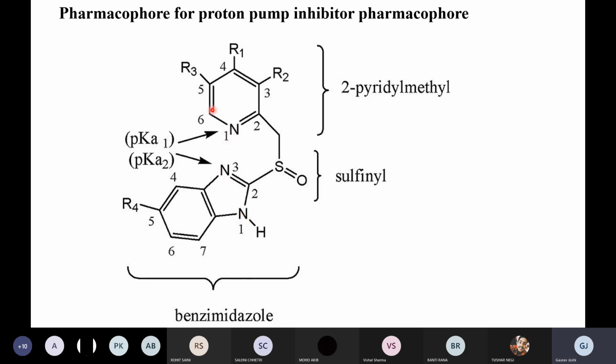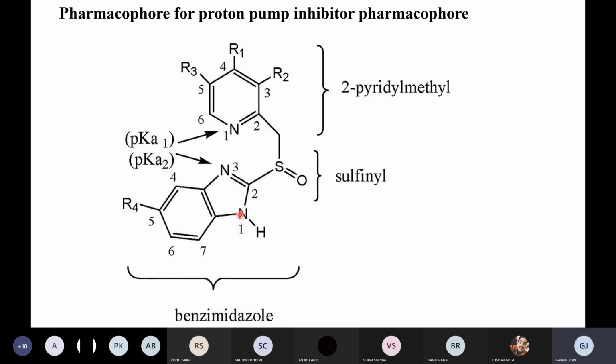This pyridine ring nitrogen is responsible for pKa1, and this benzimidazole nitrogen is responsible for pKa2, right? I'll be discussing what this pKa1 and pKa2 are. pKa basically means the site of protonation where the proton will react. So there are two important protonation sites. One is this one and the second one is this one, but this can be in the tautomeric form. So this pKa2 site can be this also, right?